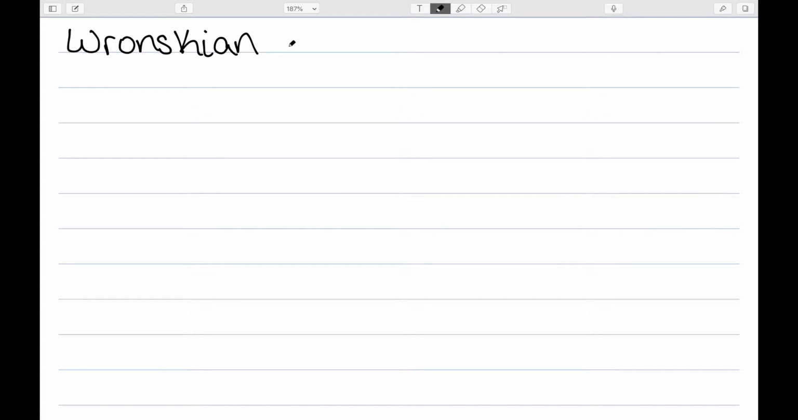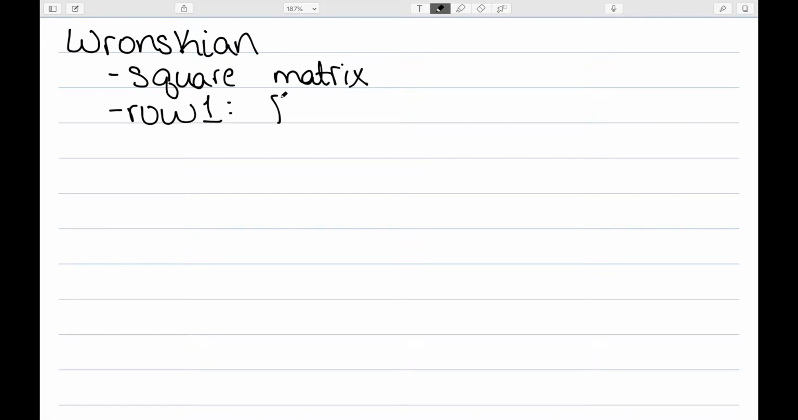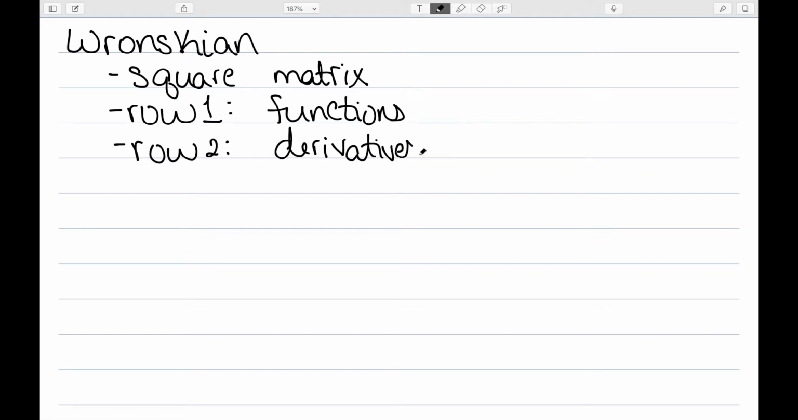In order to talk about linear independence, we're going to define what's called the Wronskian. And for this, we need a square matrix. The first row, so row 1, is your functions. If I move down to the second row, this will be the derivatives of the functions. Row 3, if we need it, so if we only have 2 functions, we can stop at row 2. If we have 3 functions, we'll need the third row.